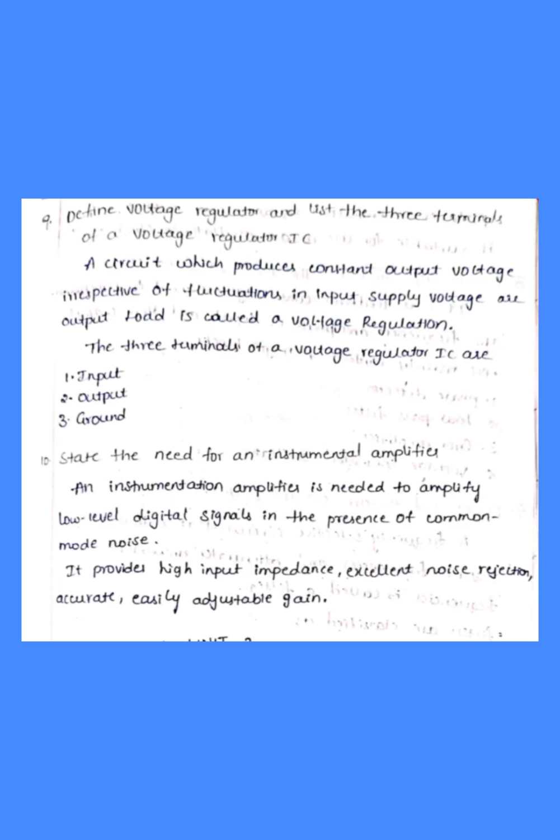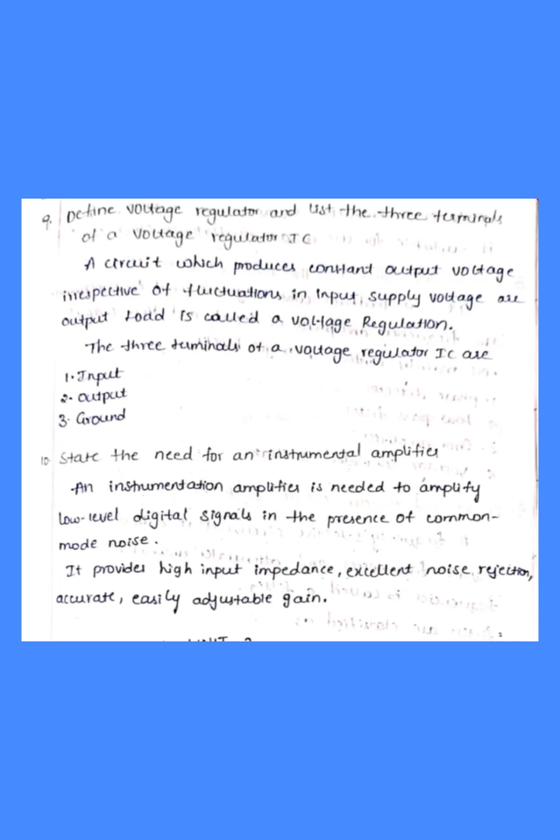Then question number 9, define voltage regulator and list the 3 terminals of a voltage regulator IC. A circuit which produces constant output voltage irrespective of fluctuations in supply voltage or output load is called a voltage regulator. The 3 terminals of voltage regulator ICs in general are input pin, output pin and ground pin. You take any one IC number, either positive regulator or negative regulator, and you mention these pins.